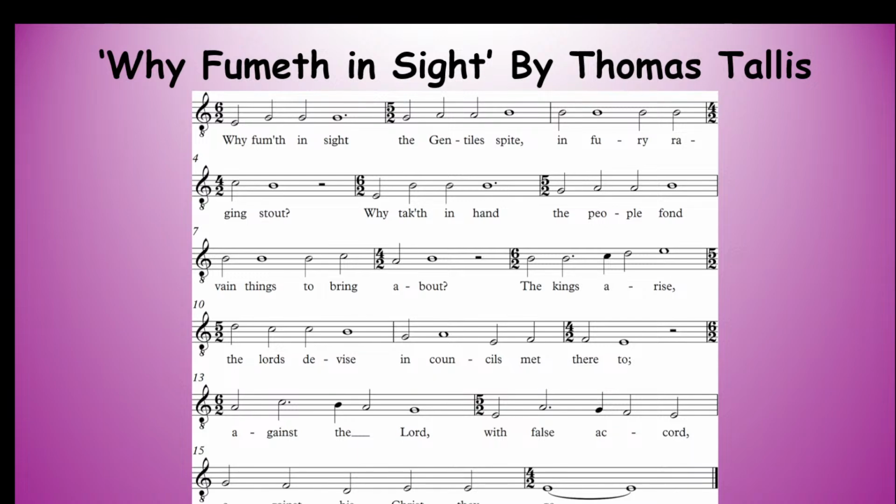Why take thin hand, the people fond, vain things to bring about. So let's try all of that first little bit together. So that's half of the song.